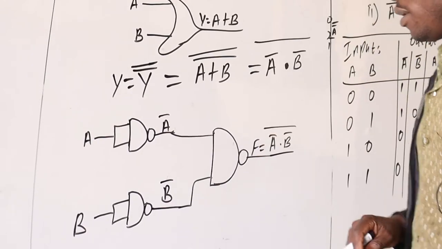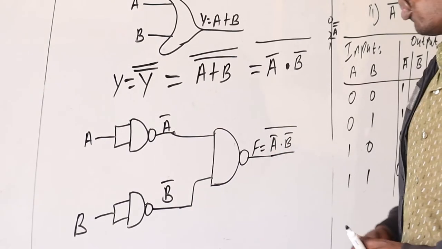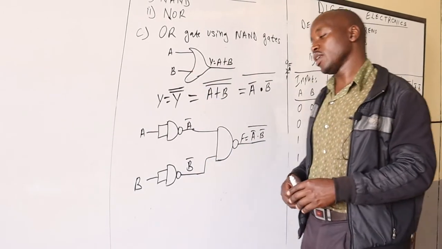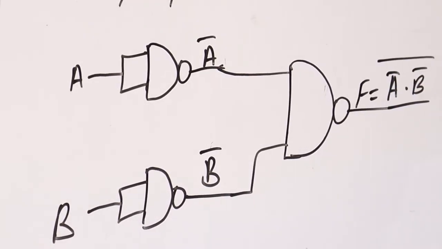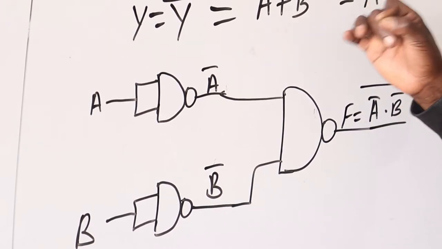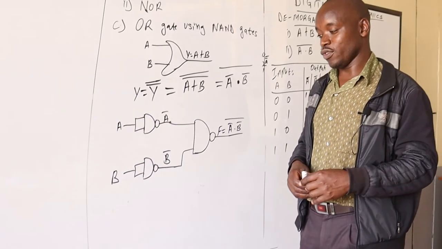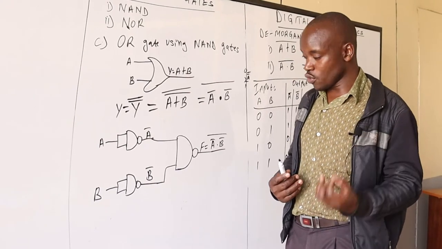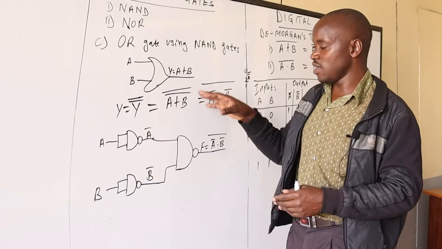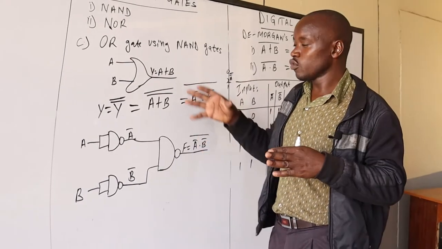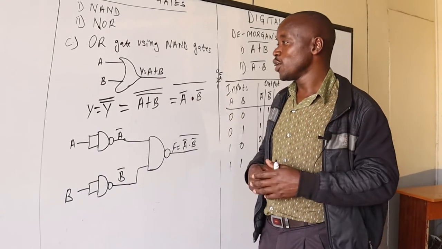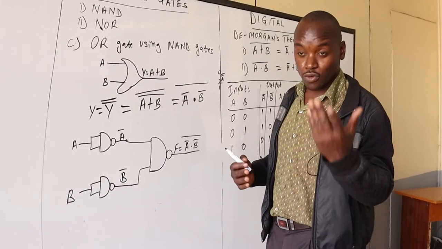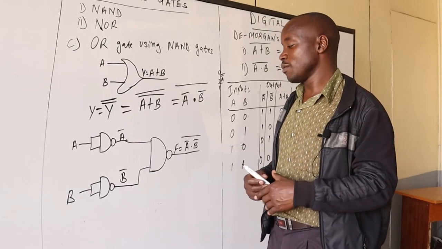So you can see that from remembering De Morgan's theorem and the rules of NOT gates, I am able to implement the OR gate using NAND gates only. So during your own time, I want you to try to use NAND gates to implement exclusive OR. If there is trouble, through our JEMSHAH YouTube online you can ask a question. If it was not possible, then we draw it here during our next lesson. But basically, NAND gates can be used as a universal gate to implement NOT, to implement even NOR, to implement exclusive OR, which I want you to try, to implement an AND gate, and also to implement an OR gate.